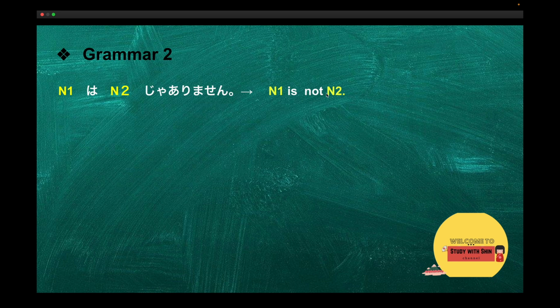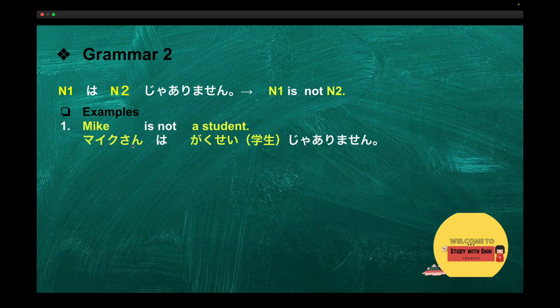We just learned that Noun 1 is Noun 2. Right now, we are going to negate the first grammatical structure. It's going to be Noun 1 is not Noun 2. Let's take a look at the example sentences. Mike is not a student. So here we will say Mike-san. Mike-san means Mike. Mike-san wa student. How do you say student?